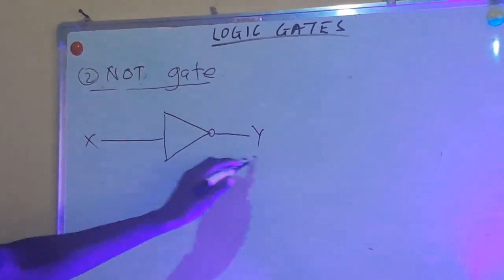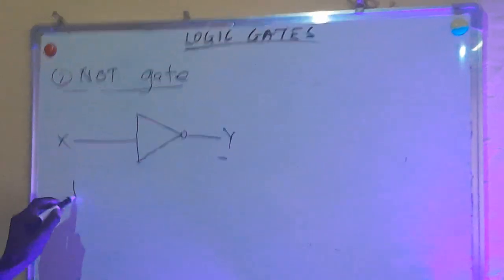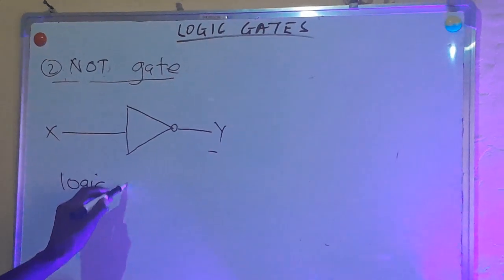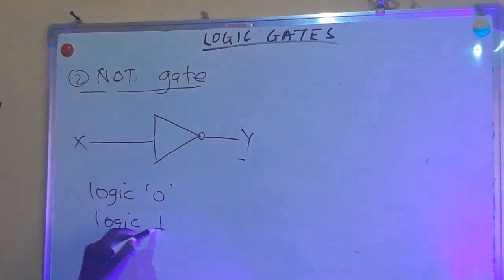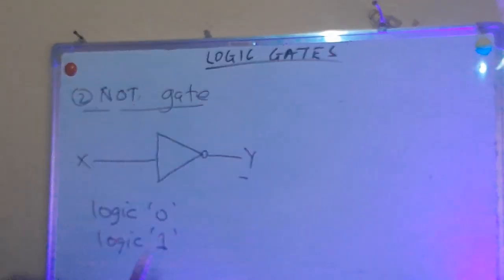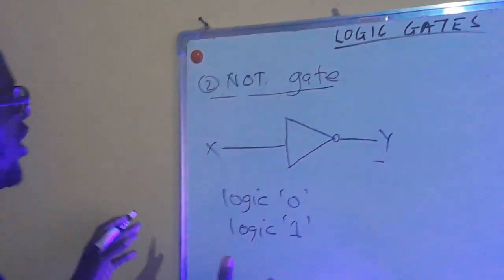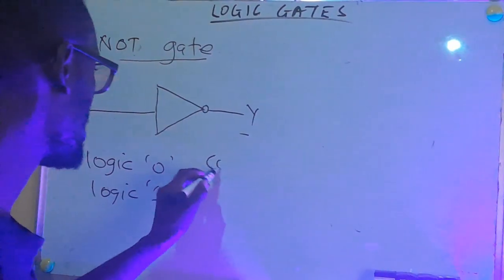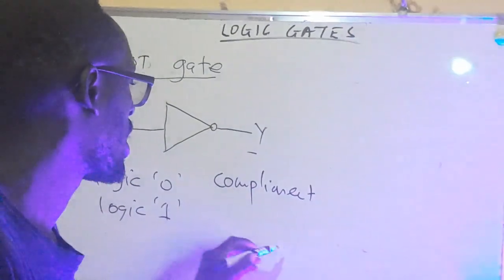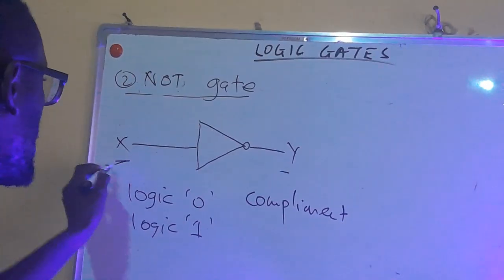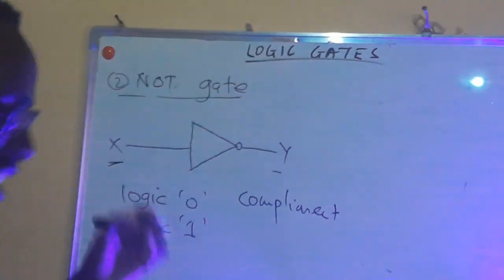For example, if you input logic 0 into a NOT gate, your output will be logic 1. And vice versa: if you input logic 1, the output will be logic 0. So the NOT gate gives you the complement of the input given. The output is the complement of the input that is given.